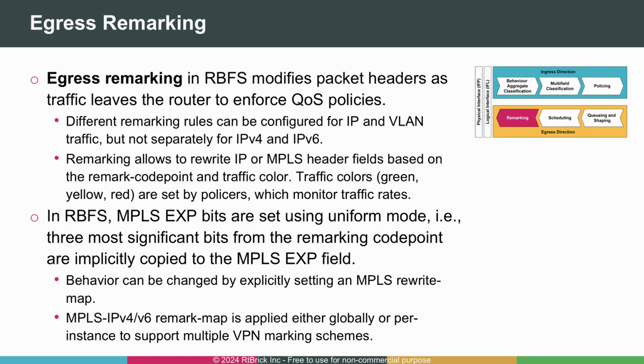By default, RBFS runs in MPLS uniform mode. This means it automatically copies the three most significant bits from the IP type of service or traffic class field into the MPLS EXP field. Just like BA classifiers, MPLS remark maps can be applied globally or on a per-instance basis.